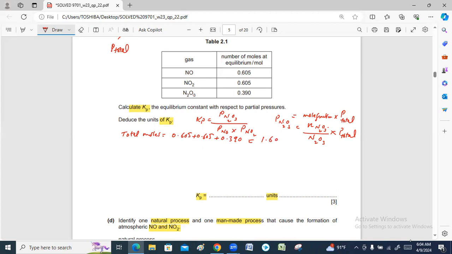Now, the mole fraction of both NO and NO2, because they have the same number of moles at equilibrium. So mole fraction of NO and NO2 separately. This is the individual moles of, suppose, NO, and this is the total moles. So 0.378125 for each.